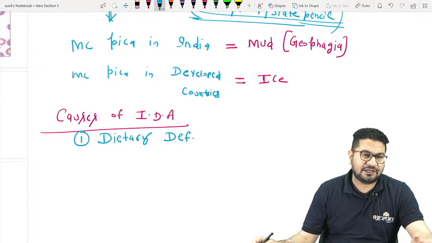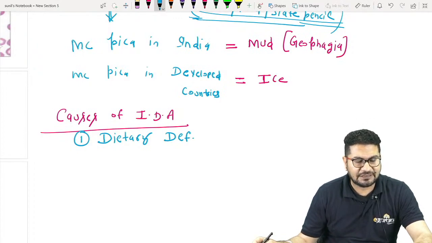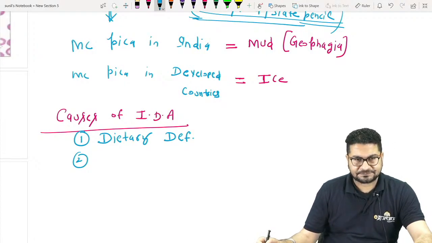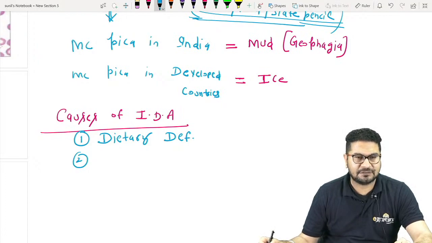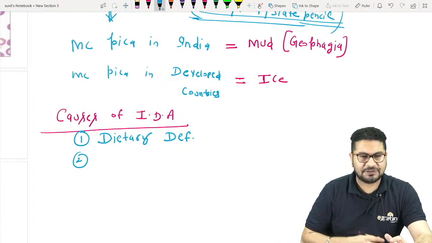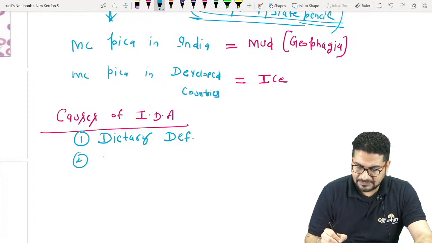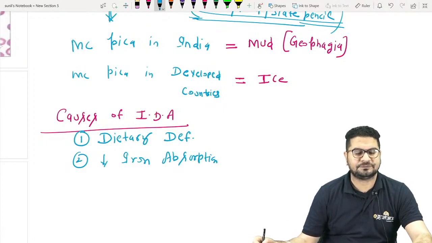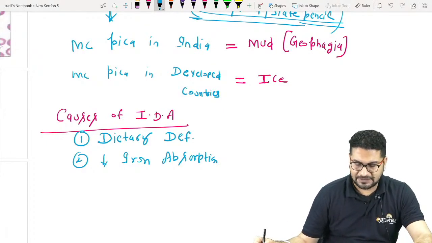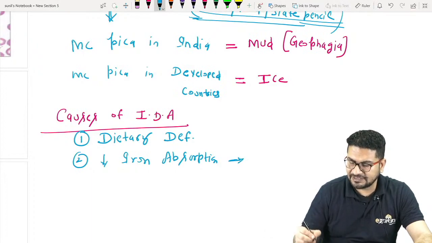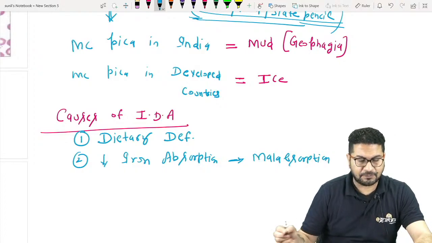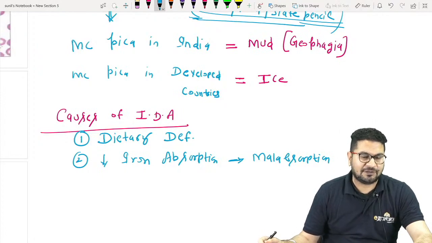Dietary deficiency means you are not taking proper diet, you are not taking iron in your diet. The second cause of iron deficiency is that you are taking a good diet, but your body has some malabsorption disease that is not allowing iron absorption, meaning there is decreased iron absorption. Why is your body not having enough iron absorption? It can be due to some malabsorption condition. There is some problem in your duodenum. Iron absorption primarily occurs in the duodenum.